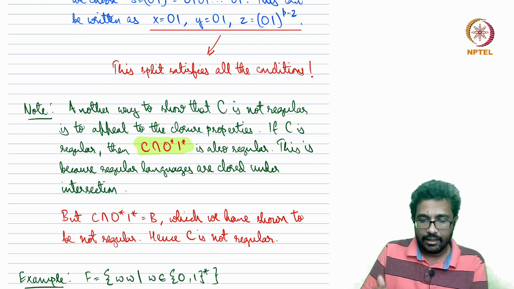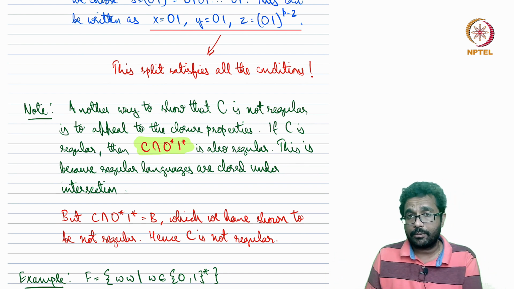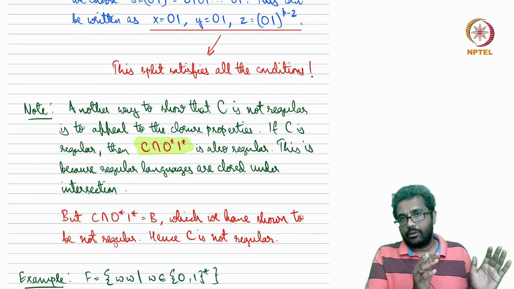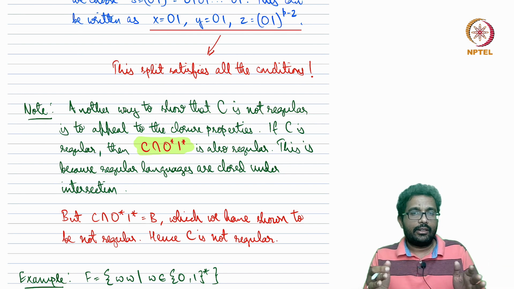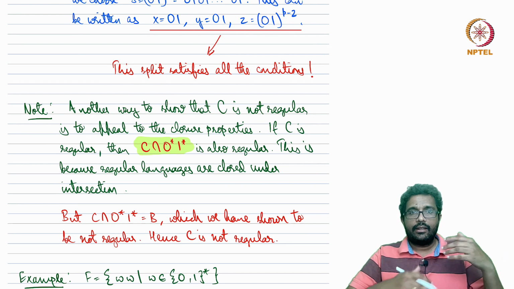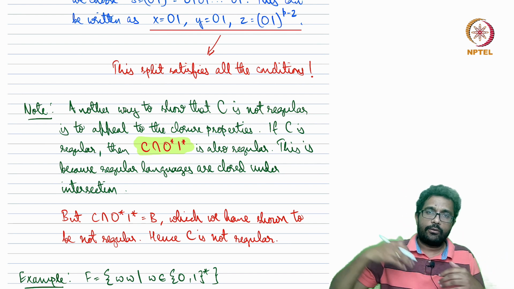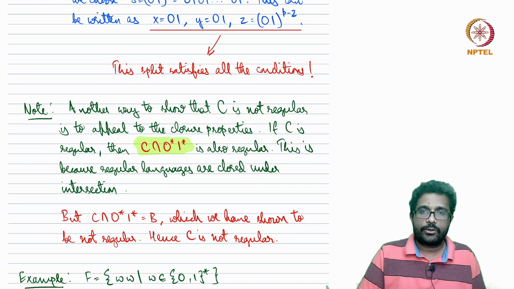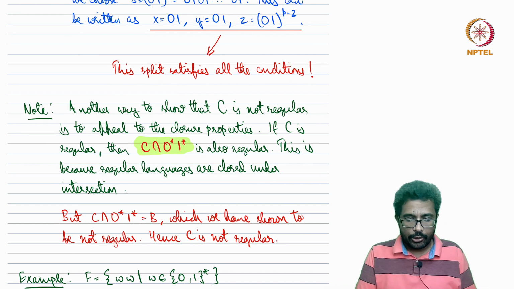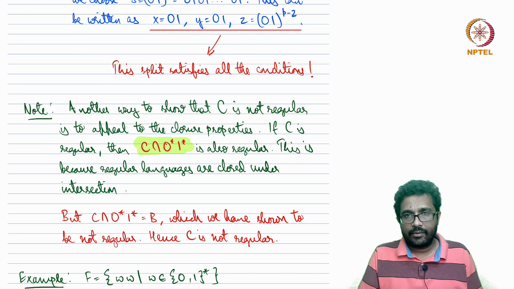So this includes zero zeros, some zero ones are possible. Right. It could be some zeros alone, it could be some ones alone, it could be some zeros followed by some ones, but it will not have some ones and then some zeros. Right. So this is a regular expression, and hence it is regular.